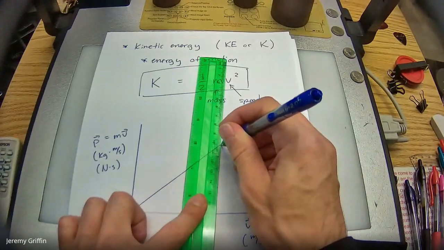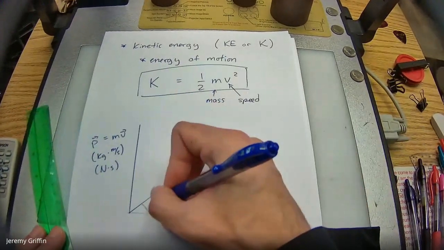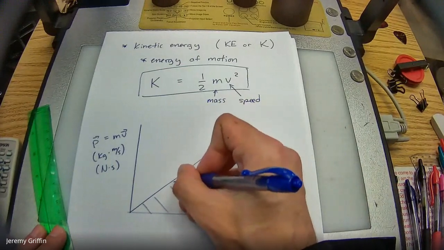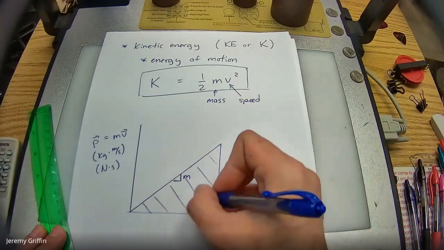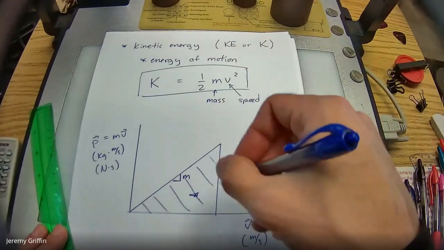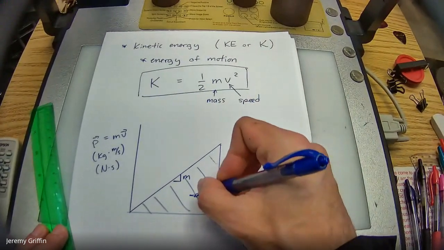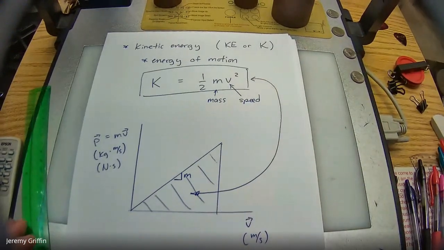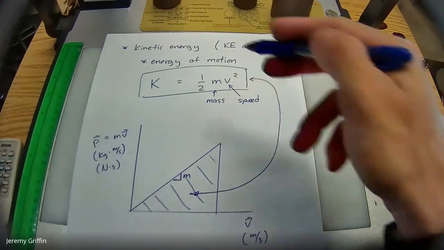The area underneath this curve also represents some number of joules. I forgot to say the slope of this line is m. But the area is some number of joules, and if you work it out with variables, you get exactly this expression right here. It's the same thing. The area of that triangle is what's boxed up there.